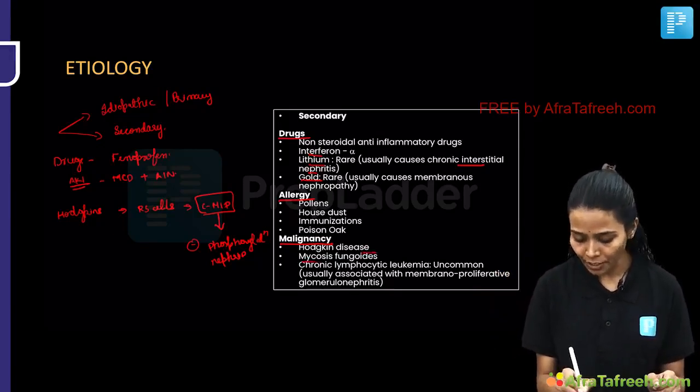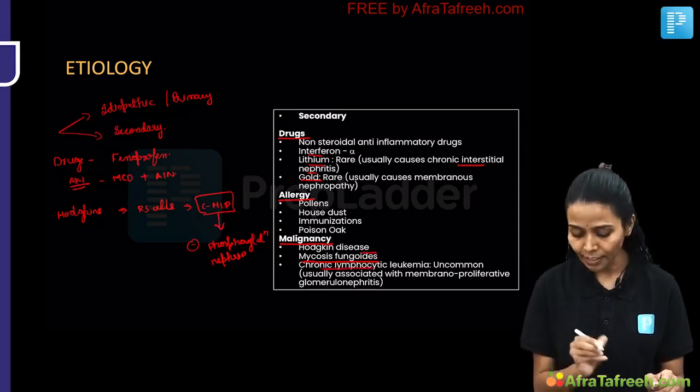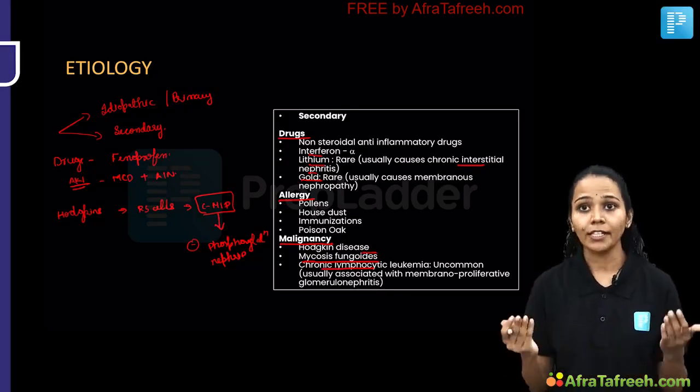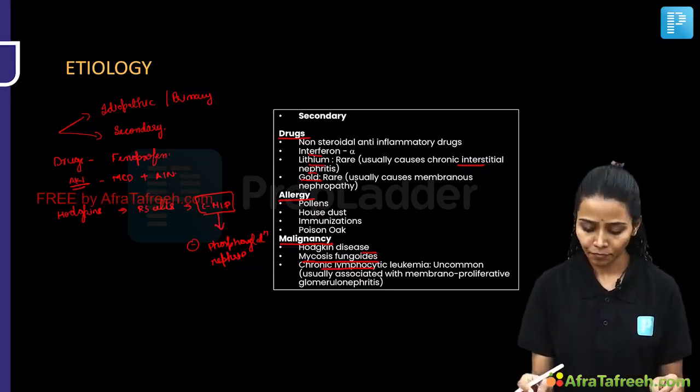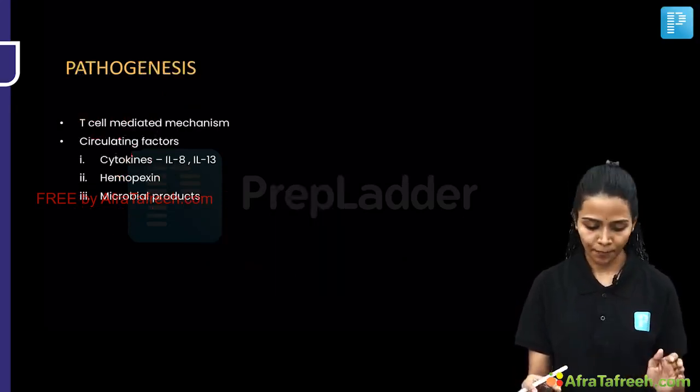The second condition is mycosis fungoides and the third is CLL. In CLL, it is important to note that it more commonly causes MPGN rather than other diseases. So this is about the etiology of minimal change disease.